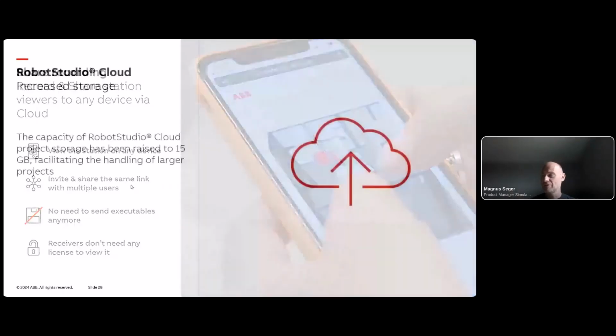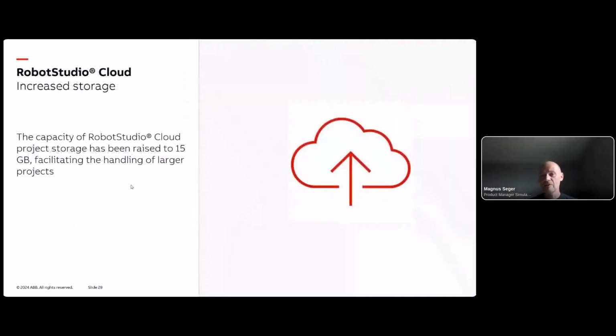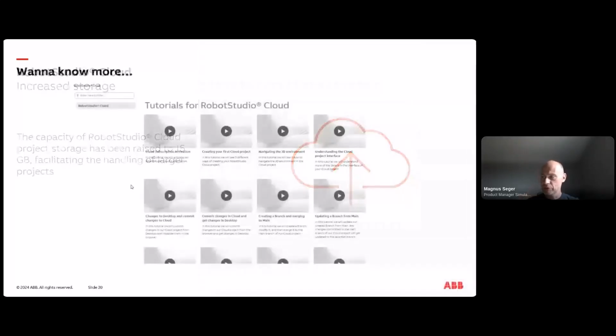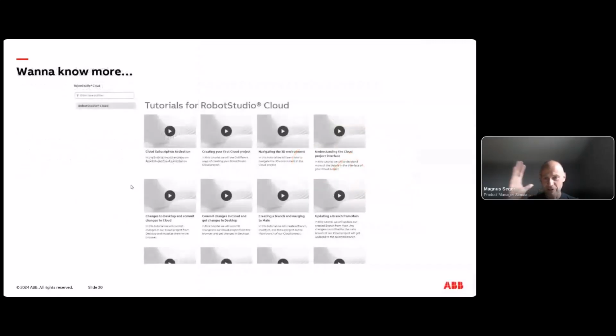I'm also talking about version control and handling. We increased the storage. Now we have 15 gigabytes per person in the cloud to store your products, enabling collaboration together with you. And we have tons of tutorials as well. If you think this went too fast, it's super easy. We have a lot of tutorials there that you can just go through and learn about how to use cloud version control, etc.